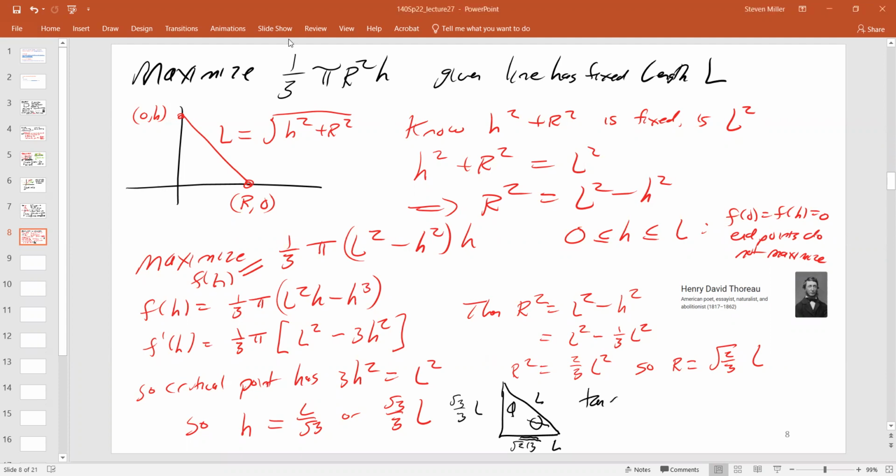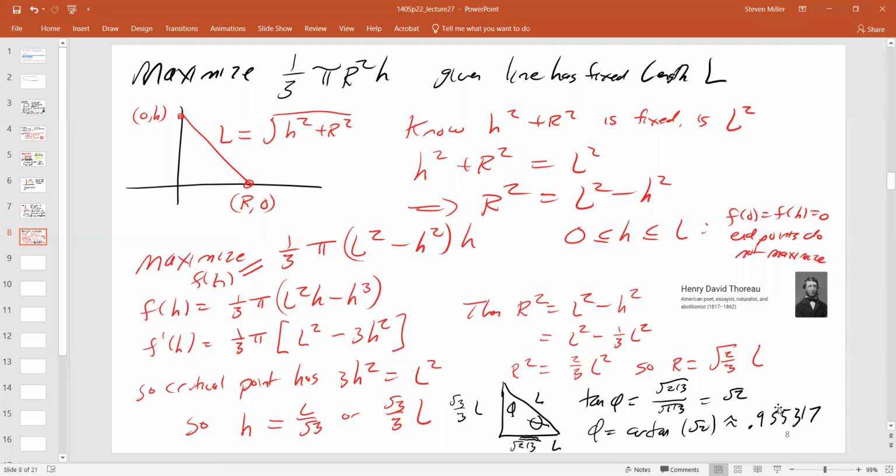So tangent of phi is equal to opposite over adjacent. So it's root 2 over 3 divided by the square root of 1 over 3. So it's equal to root 2. So phi is arctangent of root 2. And so this is approximately 0.9557. So arctangent of root 2 is not one of the nice guys, unfortunately.